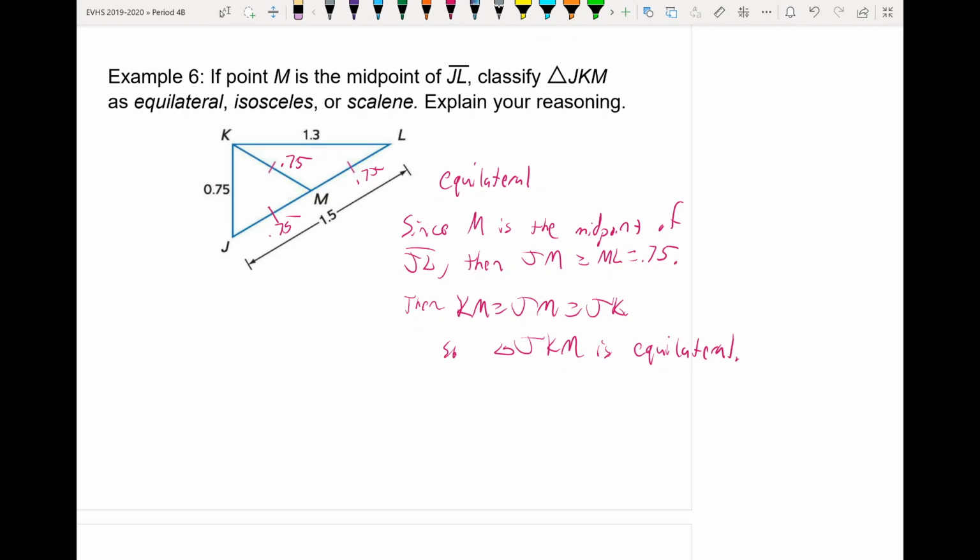It says, since M is the midpoint of JL, then JM equals ML equals 0.75. Then KM equals JM equals JK. So triangle JKM is equilateral. Yeah, so KM, this one here, equals JM equals JK. And therefore the whole thing is equilateral.